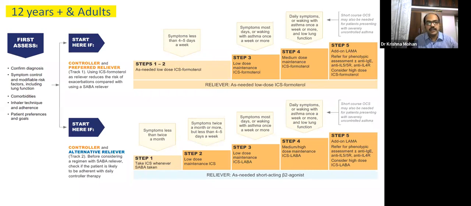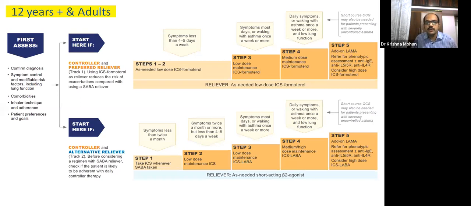So take inhaled corticosteroid whenever SABA is taken. For step 2, just like we did in the age group 6 to 11 years, on a daily basis you use a low dose maintenance inhaled corticosteroid. So if you are started on this, Areacode, you start on 100 microgram for step 2, and if the patient is not improving, you have to increase the dose.